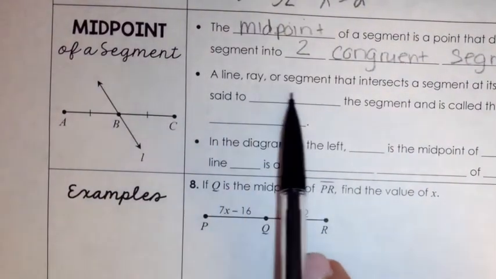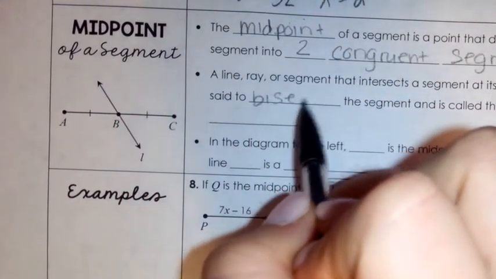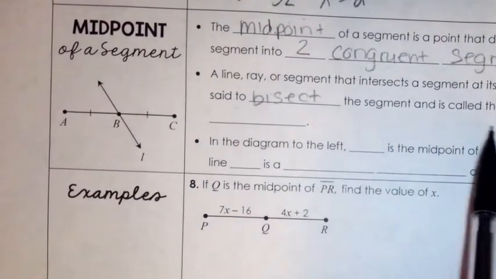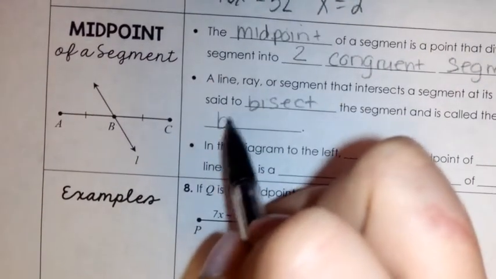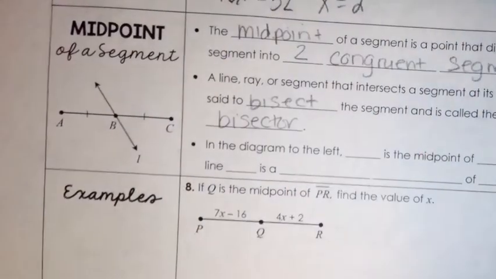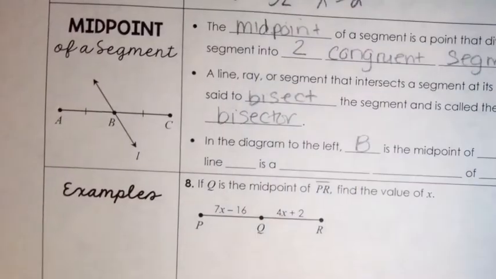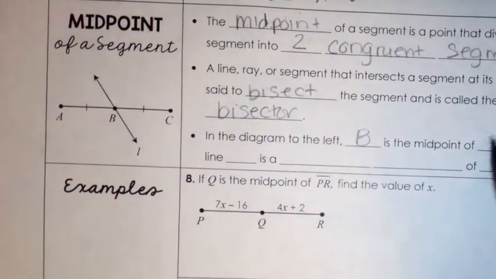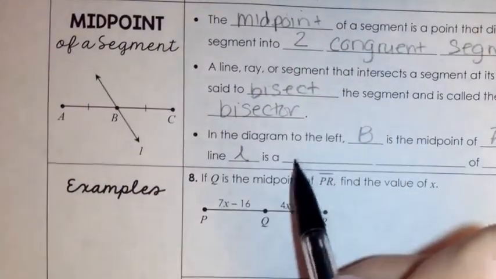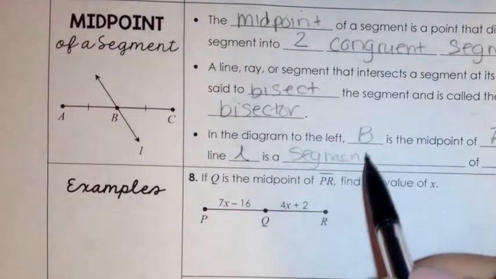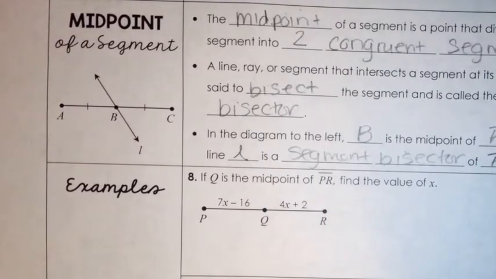A ray, line, or segment that intersects a segment at its midpoint is said to bisect the segment, and it is called the segment bisector. So in the diagram to the left here, B is the midpoint of AC. And line L is the segment bisector of segment AC.